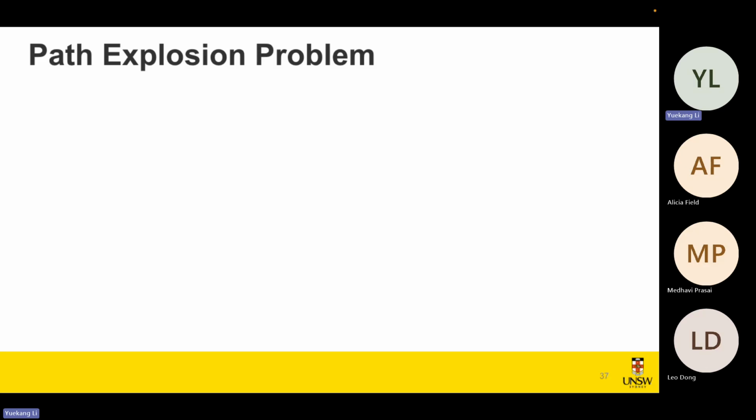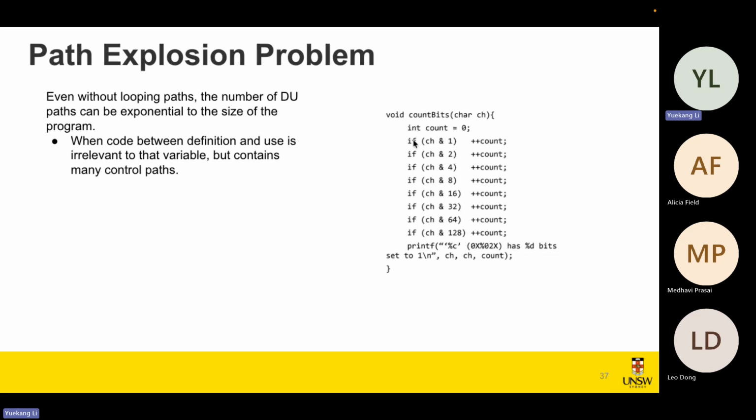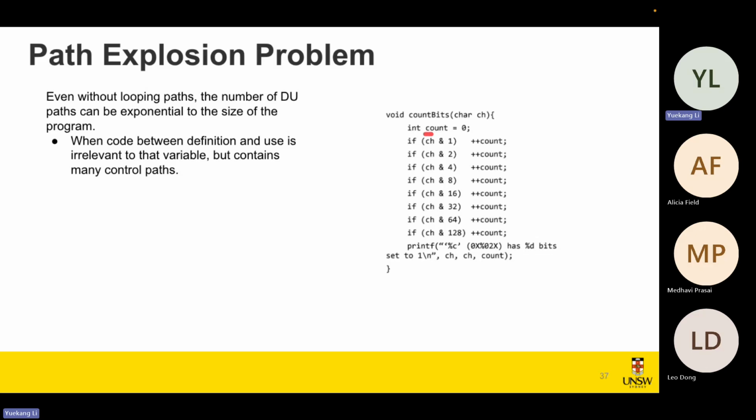However, this also suffers for DU path coverage. It also suffers from the path explosion problem because even without looping, we can have an invisible amount of paths, right? So for example, if we try to find all the DU paths from this, so maybe this, then we need to go through all the potential if branches, right?